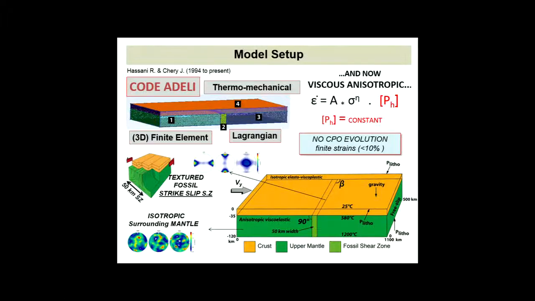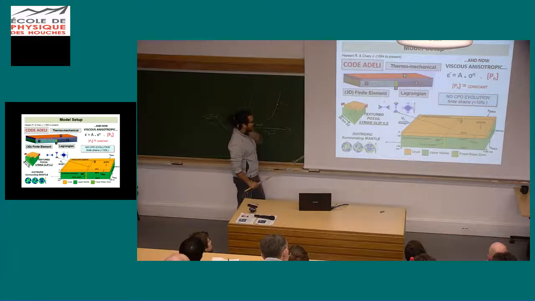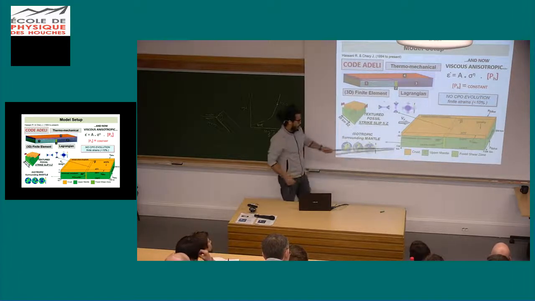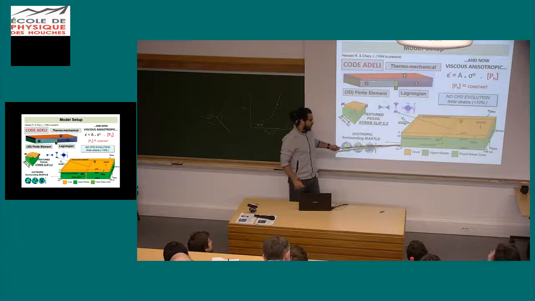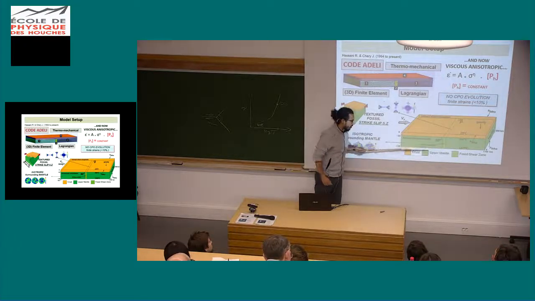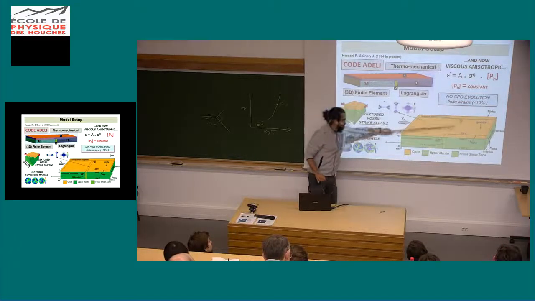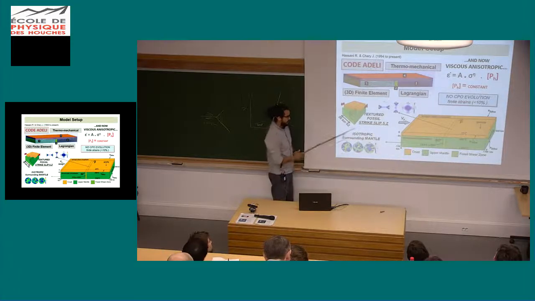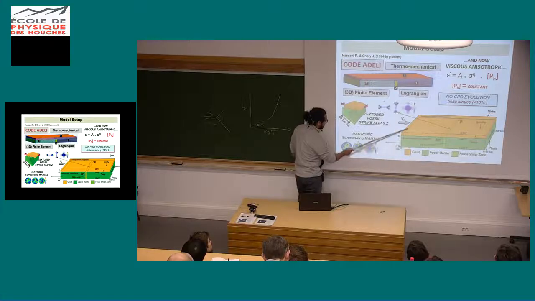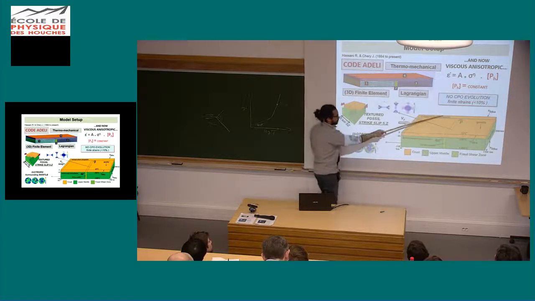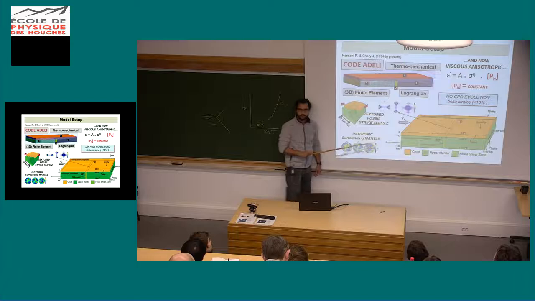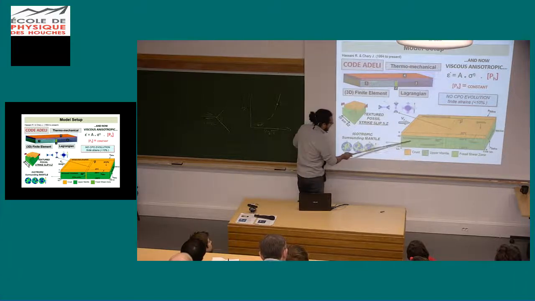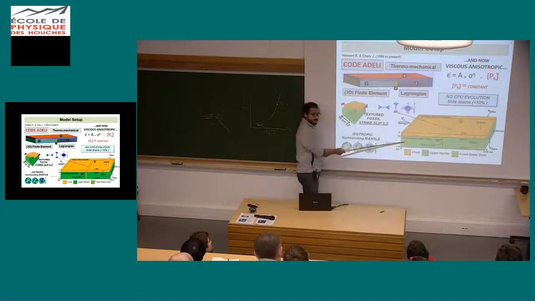So that's the geometry of the model. I apply compression to a model 1,100 kilometers long, 500 kilometers wide, and 120 kilometers in depth. My model has a crust, which is an isotropic elastoviscoplastic crust, where here I use a wet quartzite. And I have my upper mantle, which has 2 domains.